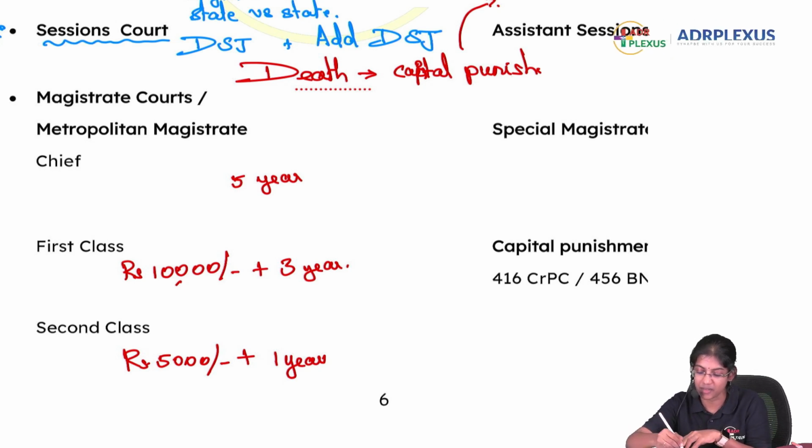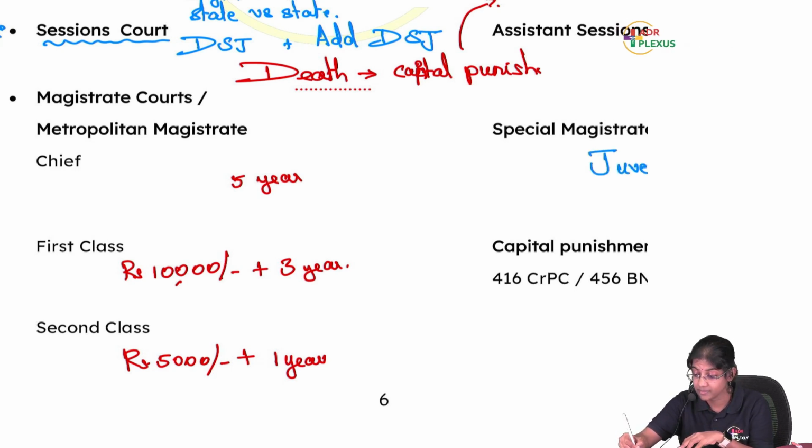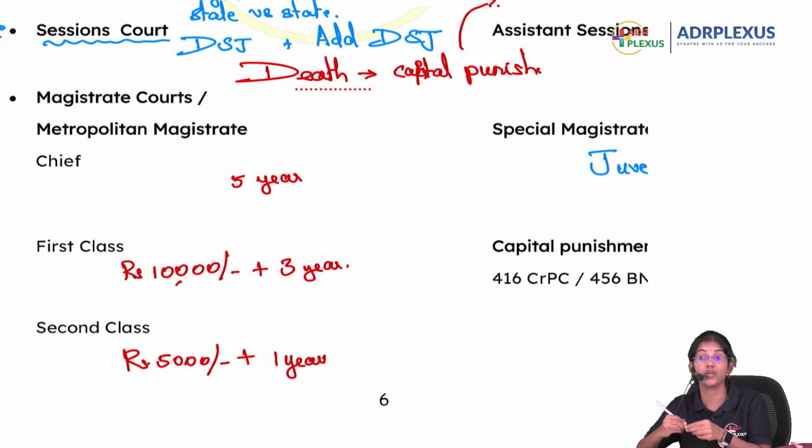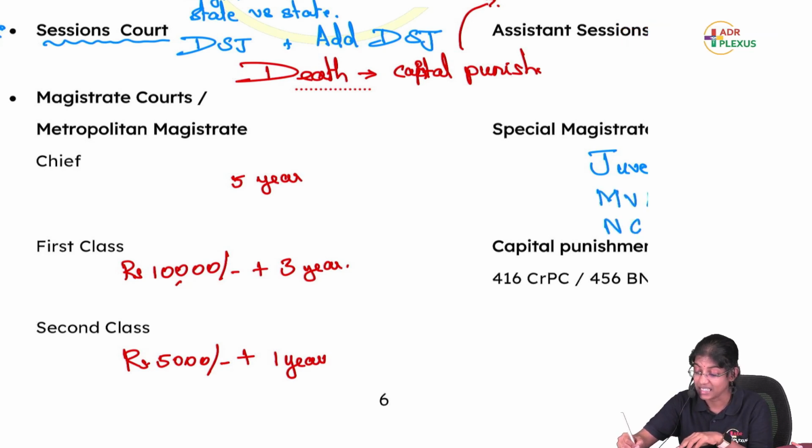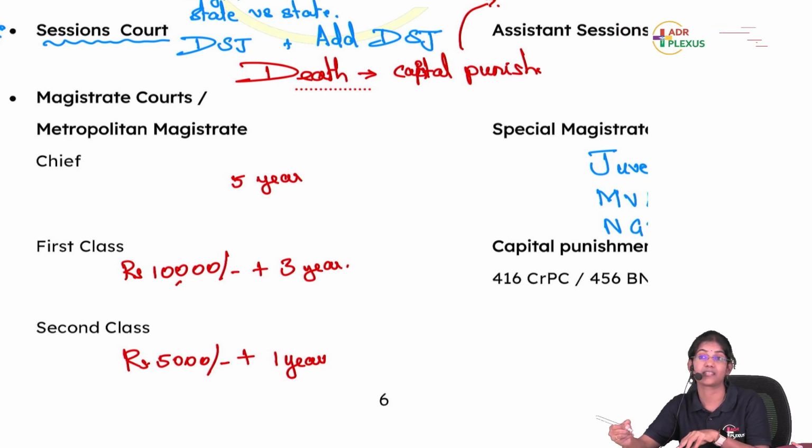Then you have special magistrates. Special magistrates deal with juveniles, and they are also there for the Motor Vehicle Act, National Green Tribunals and other places.